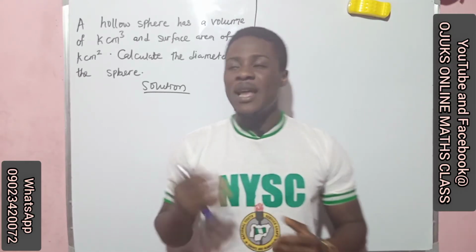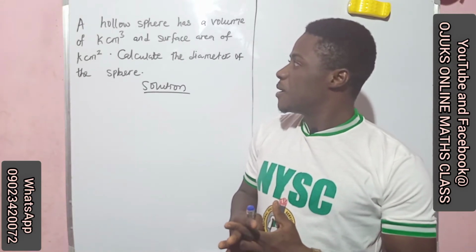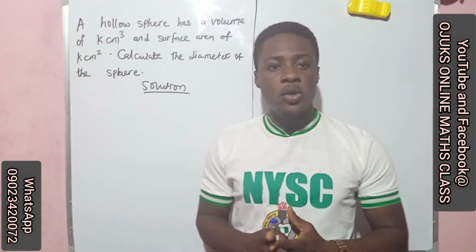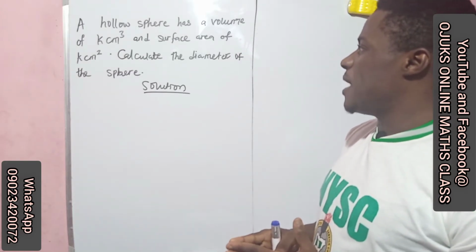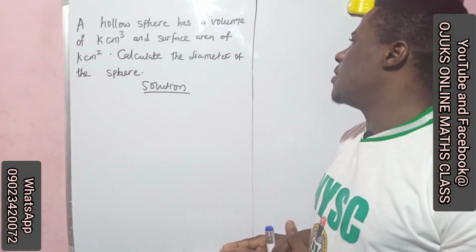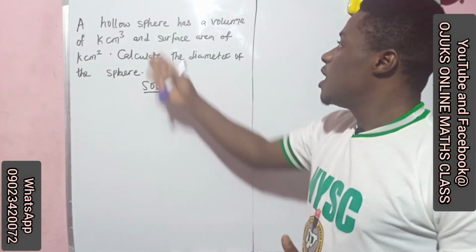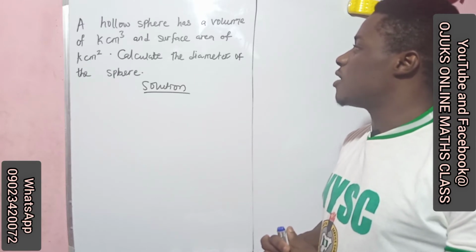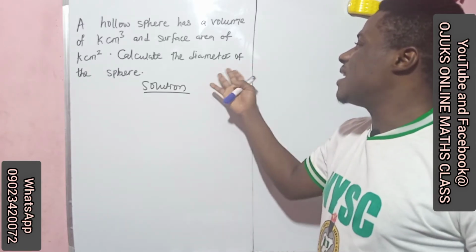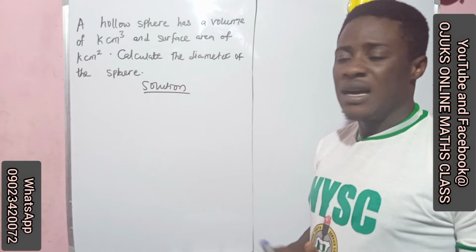In this video, I would like to provide a solution to this complex question pertaining to solid mensuration. As you can see on the board, it seems to be complex because we cannot actually see a numeric value in the question. A hollow sphere has a volume of k in cm cube and surface area of k in centimeter square. Calculate the diameter of the sphere. How do we solve this?